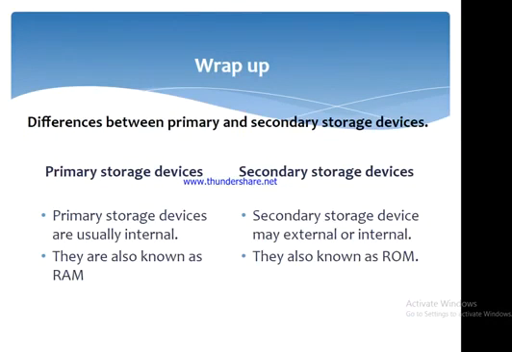Okay, so in today's lesson, we learned basically about the difference between primary and secondary storage devices. Primary storage devices are usually internal. They are known as RAM or random access memory. And third thing is, they store the data temporarily. Whereas secondary storage devices are internal or can be external. They are also known as ROM and they store the memory permanently.